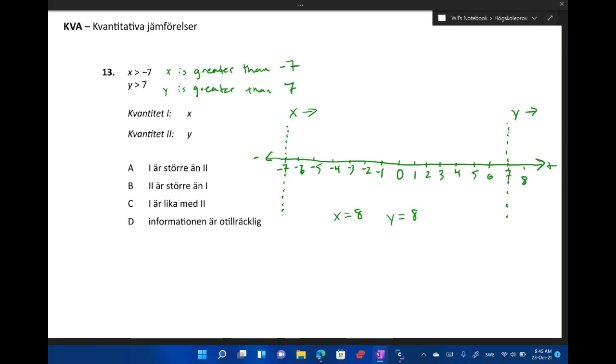So therefore, let's look at our options. It says that option 1 is bigger than option 2. Well, yeah, you could say that. What if x was 9 and y was 8? Well, yeah, x is larger than -7, y is larger than 7, so that statement holds true.